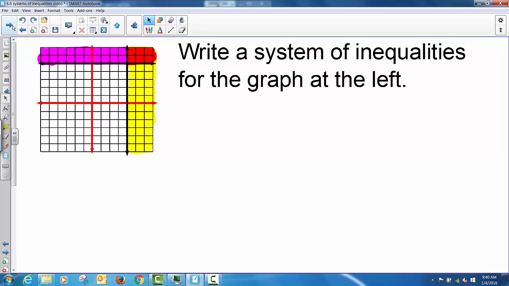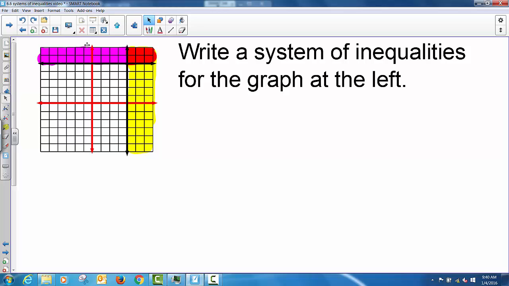What if you're given the graph and you're asked to write the system of inequalities based on that graph? All right, so let's try that. Remember, the red area is where both of them intersect each other. So let's see what we've got here. We've got a horizontal line, and it's 1, 2, 3, 4, 5. Y is equal to 5.